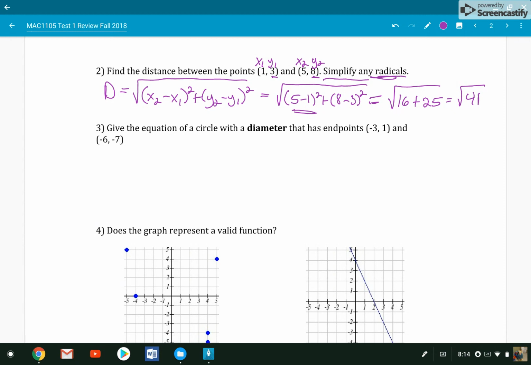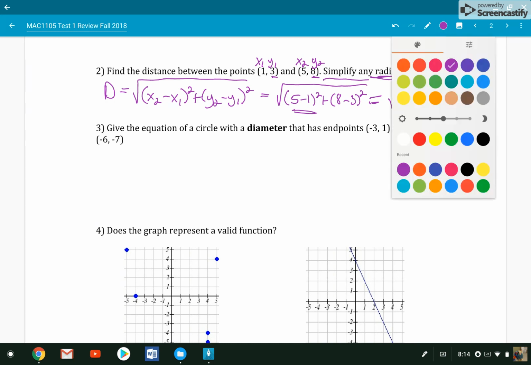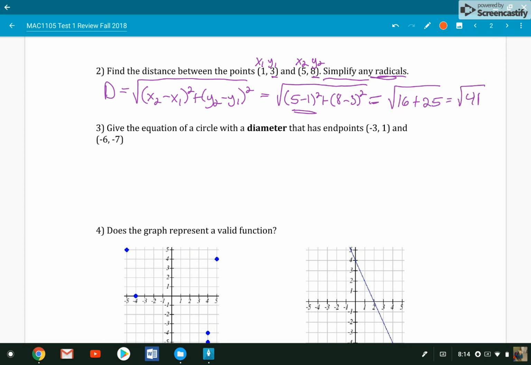Moving to number 3, give the equation of a circle with a diameter that has endpoints of (-3, 1) and (-6, -7). So in addition to the distance formula, you need to know the equation of a circle, which we said was x minus h squared plus y minus k squared is equal to the radius squared. Definitely have that in your memory for test 1.